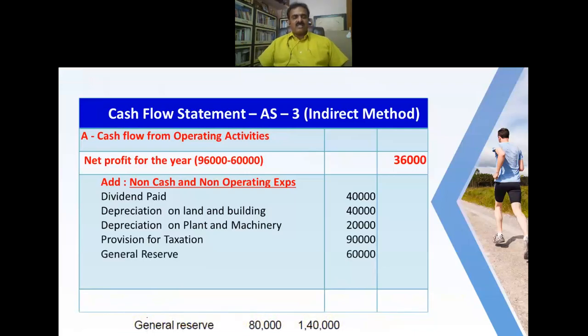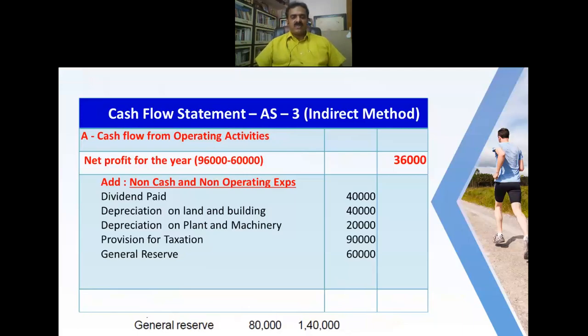There are two things, that is general reserve and goodwill written off. Already we have identified the special items, it's called general reserve and goodwill. The transfer to general reserve, it is an increased position, opening value is 80,000, closing value is 1,40,000.